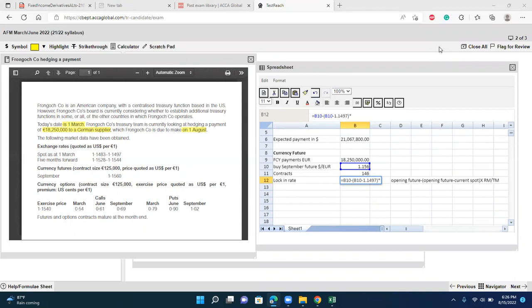We will close the contract on 1st August. Total months are 7 and remaining months are 2, so into 2 divided by 7. So 1.1542 is the lock-in rate. Okay. Any question, guys?